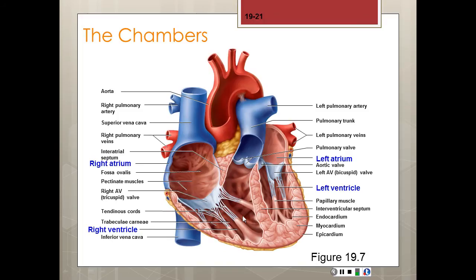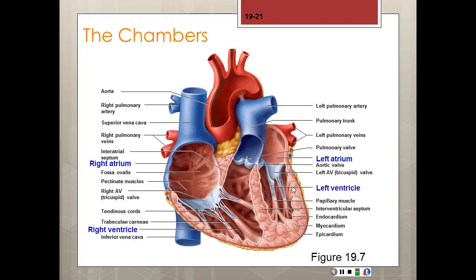Here it is. So see these ridges in both the ventricles and the atria? Those are the trabeculae carneae. Okay? Now, this entire structure here is a big chamber, like a little hole. This entire thing is called the right ventricle. The one here may look small, but it's a lot larger. This is called the left ventricle.